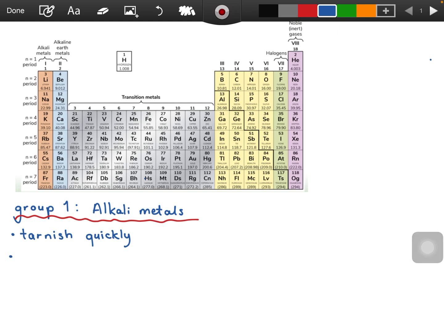Okay, so because they tarnish quickly, they're stored in oil. We store them in oil so that they don't react with the air around them. So they're stored in oil.